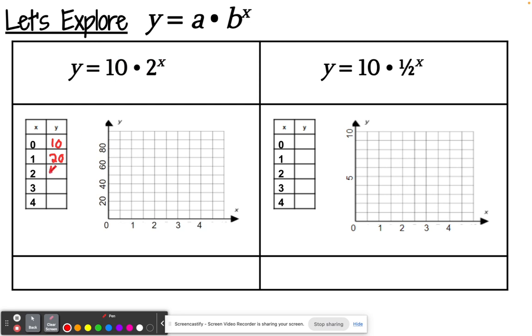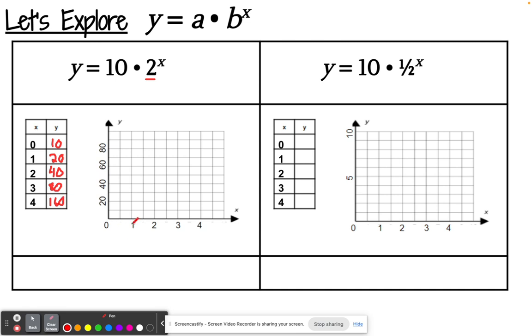And here you can see that constant factor of change. Times 2, times 2, that's this number right here. So my next would be 80, and my one after that would be 160, because 2 to the fourth power is 16, which times 10 would be 160.